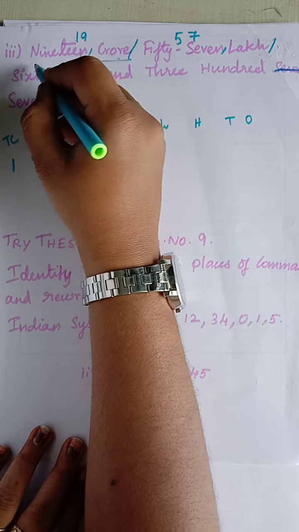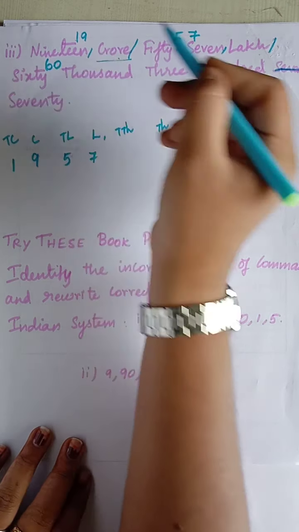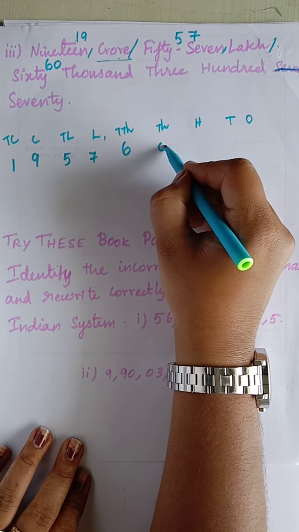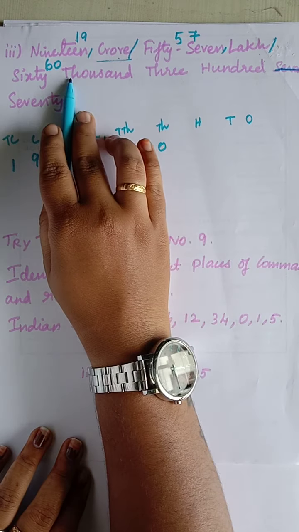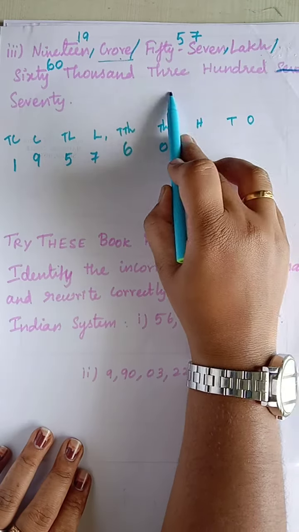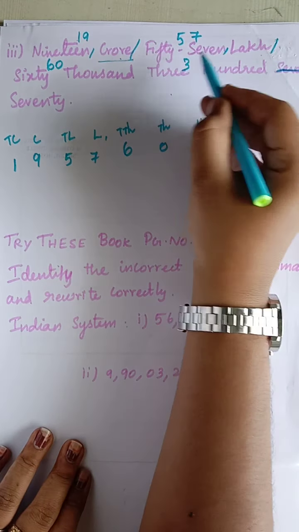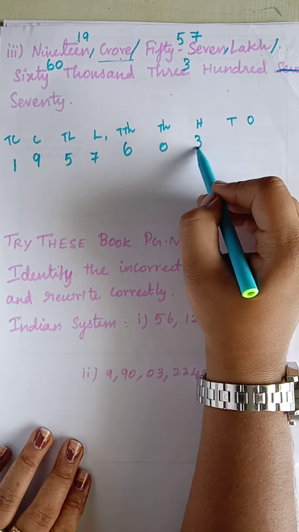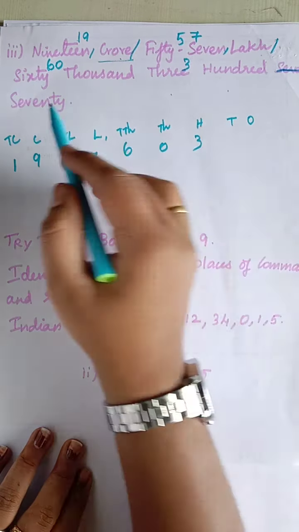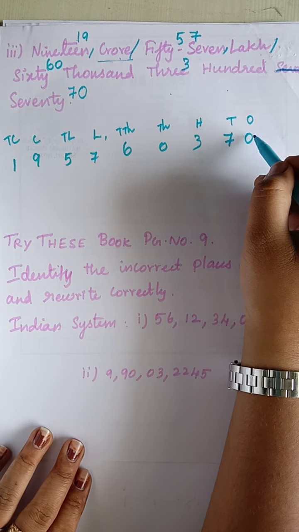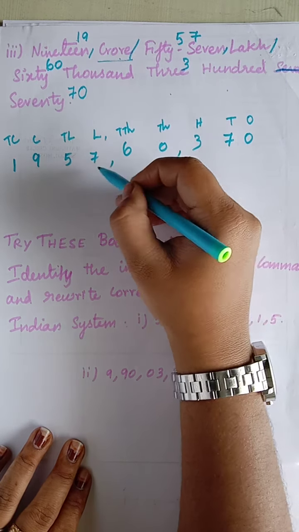Then 60,000. So 60, how will you write it? 60. அப்போ இங்க என்ன வரணும்? 60,000. That is 60,000. Then 300. Here 3 means 3. Just 3. So 370. So 70 na எப்படி எழுதுவீங்க? 70 எழுதுவீங்களா? So here 70. So put commas 1 2 3 comma 1 2 comma 1 2.